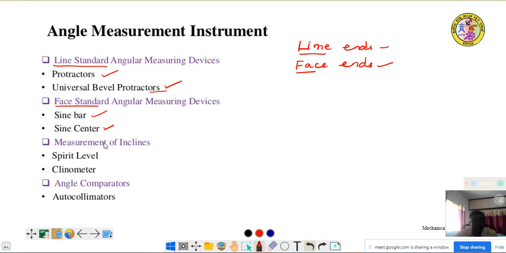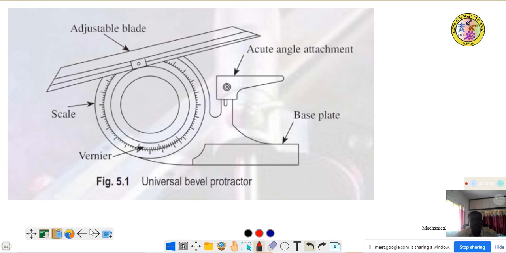Okay, measurement of inclines. Inclinations are there. So generally for inclinations we use spirit levels. Another one is the clinometer. Angle comparators, autocollimators we are going to use. So these are all the devices we are going to use for the measurement of angles. For your syllabus, only bevel protractors and sine bars are there, and we are going to discuss that much only in today's class. So this is an overview of the pictorial diagram of bevel protractor.